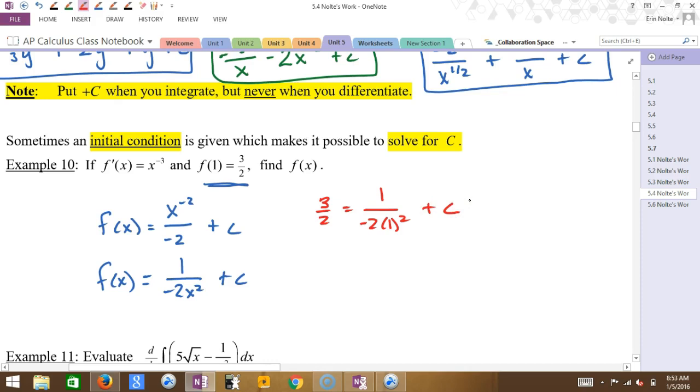Okay, so on that second little fraction, I have basically 1 squared times negative 2, which is negative 1/2. And if I just add the 1/2 to the other side, what's 3 halves plus 1/2? 2. So that basically gives me my c value. I can go back and rewrite my original function as negative 1/2 x squared plus 2.